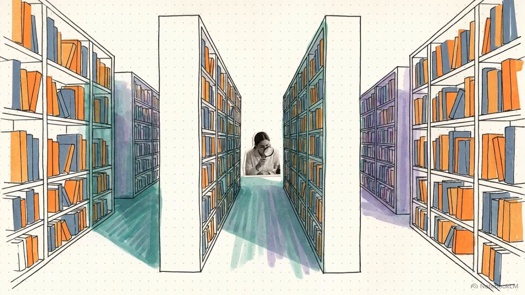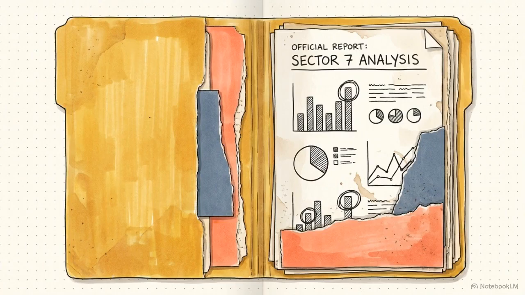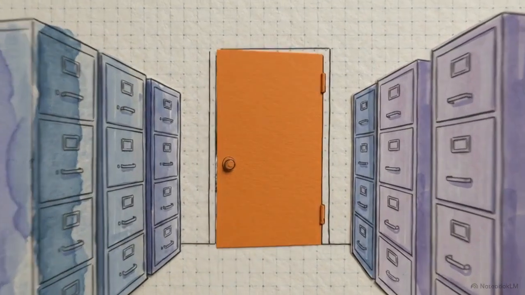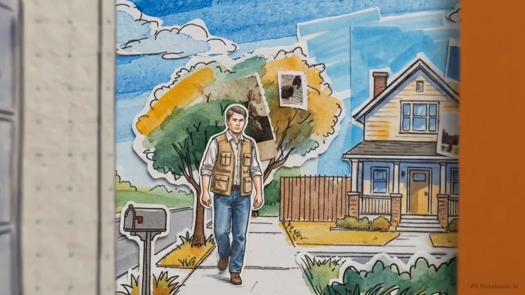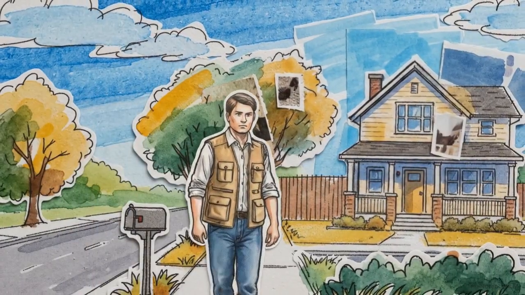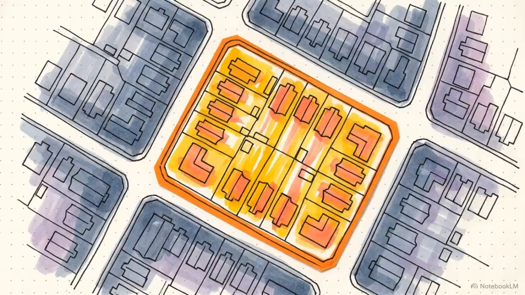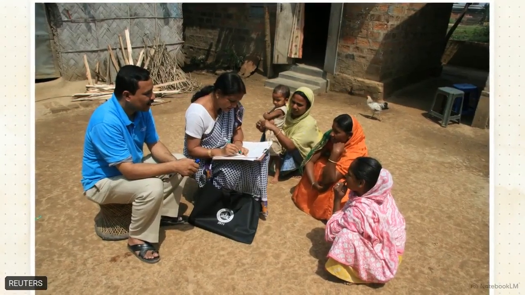The first choice a researcher faces is where to look. You can use secondary data, information that some other agency has already collected and published, like an old government report. It's cheap and fast, but it might be outdated or too broad. Alternatively, you can gather primary data, first-hand information you collect yourself. Because we need current, highly specific answers about our local neighborhood's budget, we have to gather primary data. We need to go out and ask the residents directly.